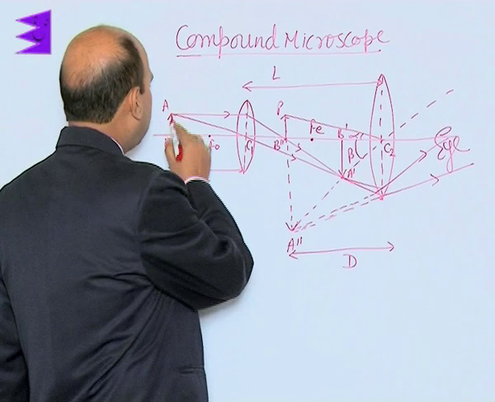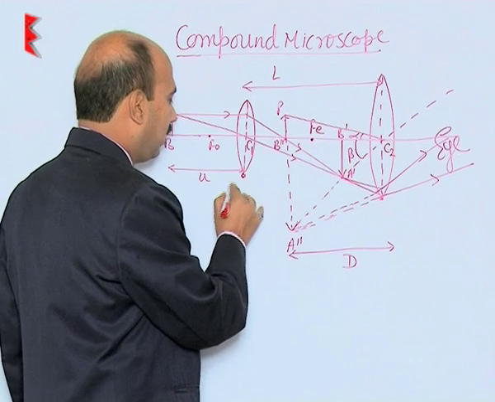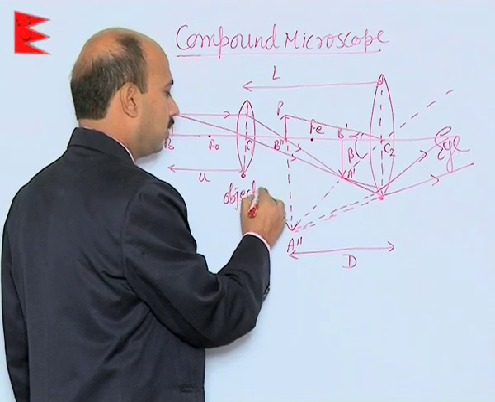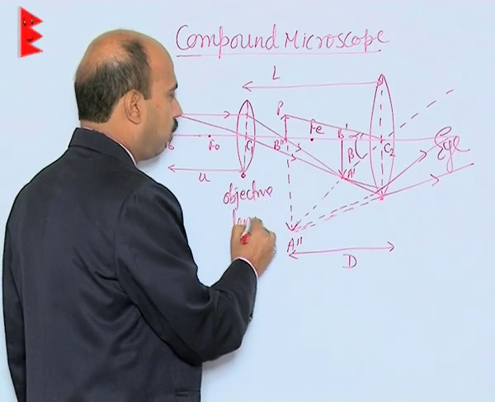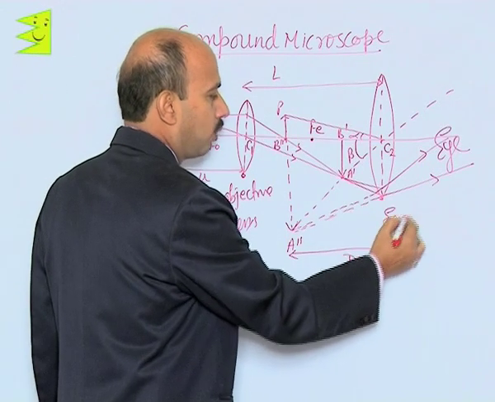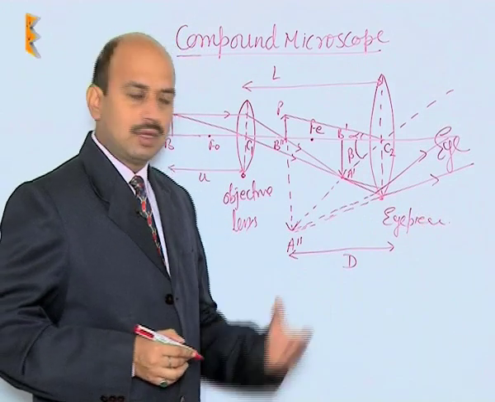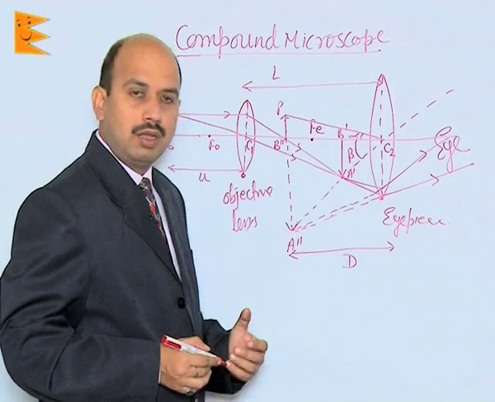Now suppose object AB is here in front of the objective lens. This lens is known as the objective lens, and it has a smaller focal length. This one is known as the eyepiece, or you can say eye lens. This has the longer focal length and large aperture as compared to the objective.